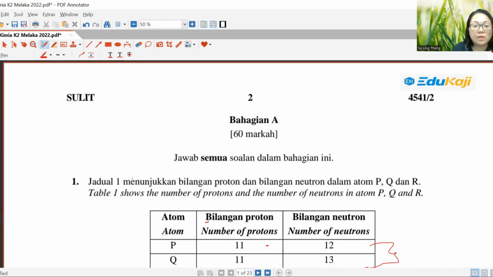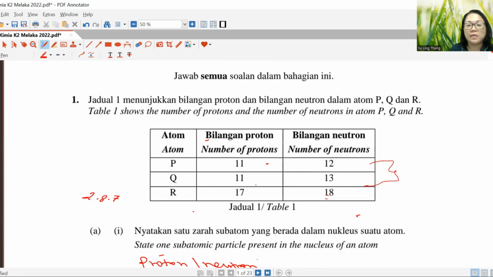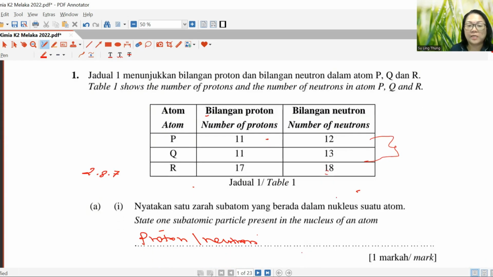We've got Table 1, which shows the number of protons and the number of neutrons in atoms P, Q, and R. Atoms P and Q both have 11 protons, but different numbers of neutrons. When they have different numbers of neutrons, P and Q are isotopes. R has 17 protons and 18 neutrons. So, let's look at the first question.